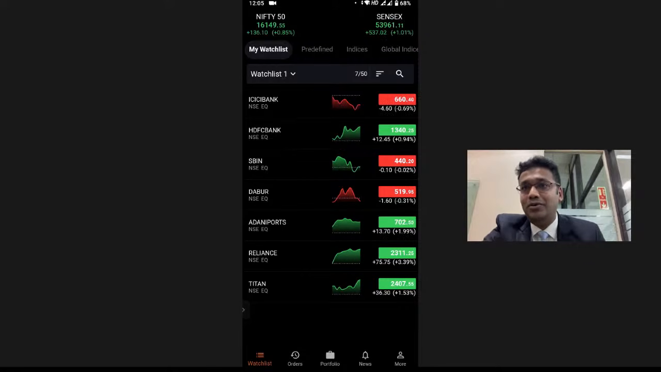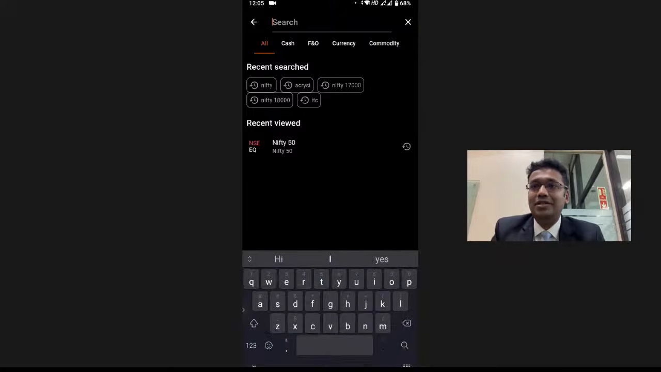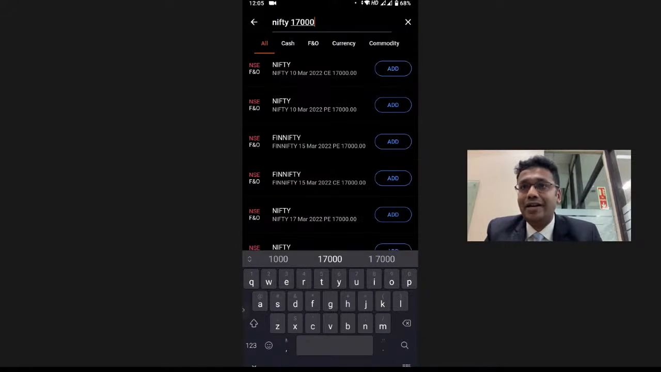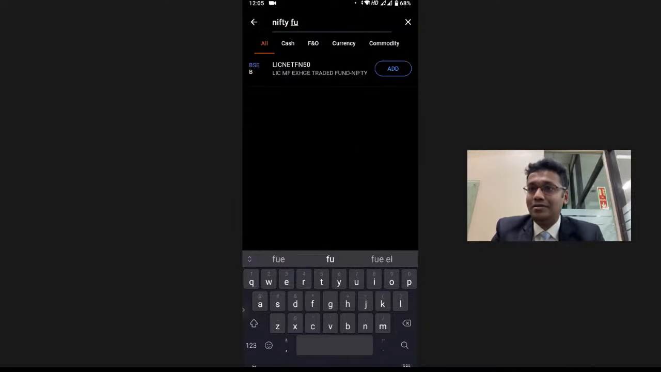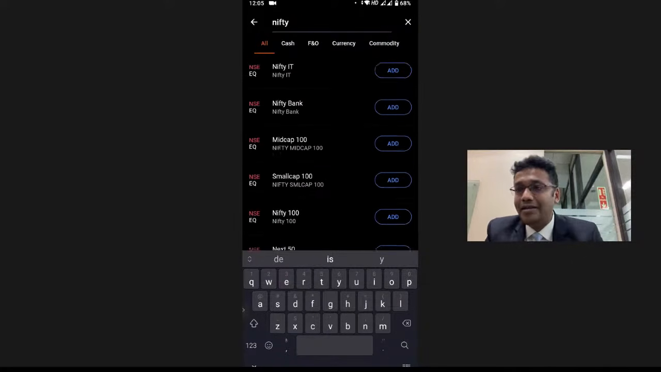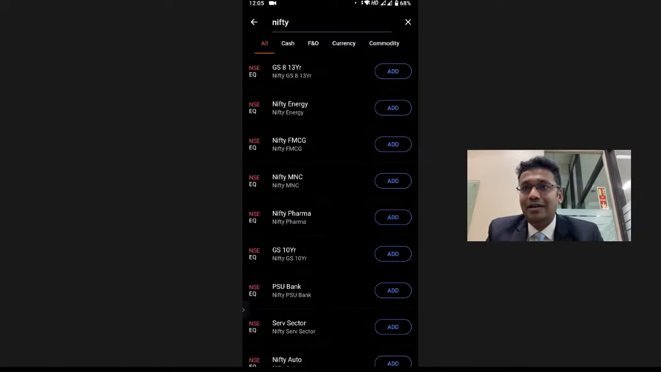You could add your stocks. Again, you could add Nifty, Bank Nifty, you can add futures here, you can add commodities here. Let's say add a Nifty futures contract, or in Nifty, you can add a call as well. You can keep on adding, just go to the search bar and keep on adding whichever stocks you're looking to trade.